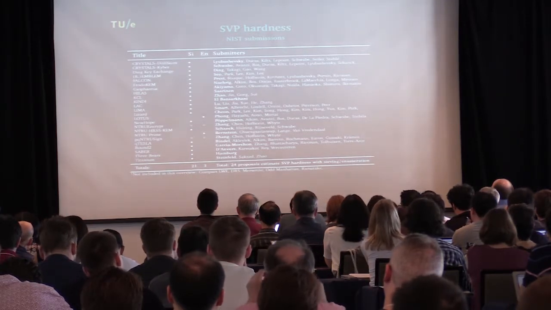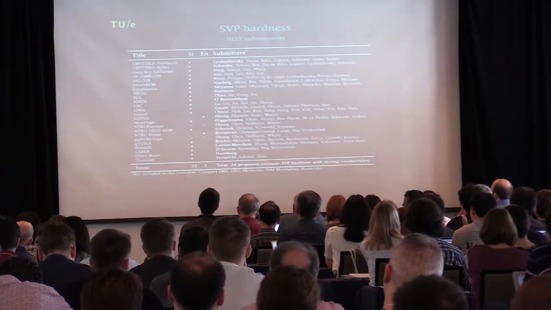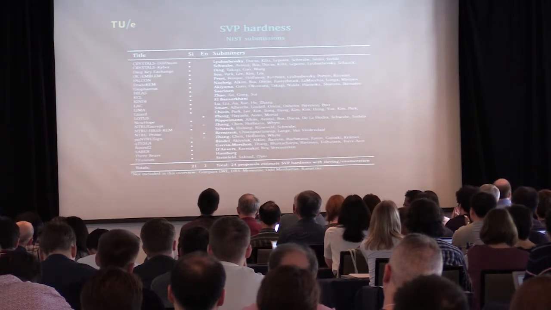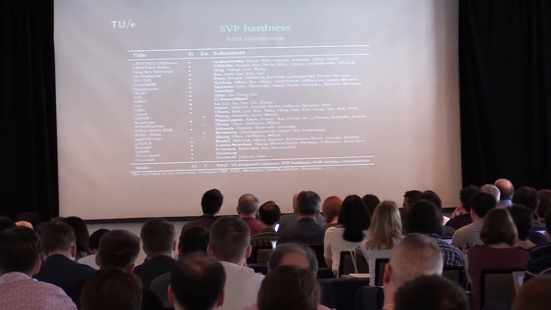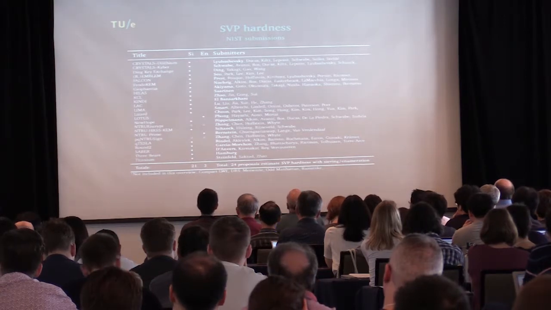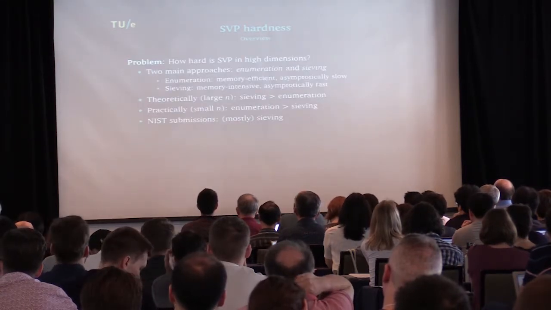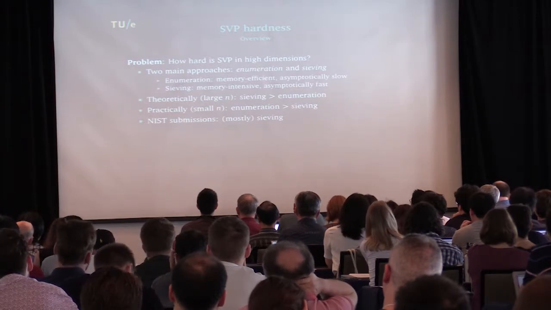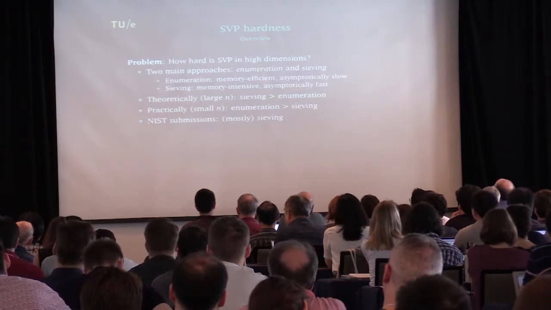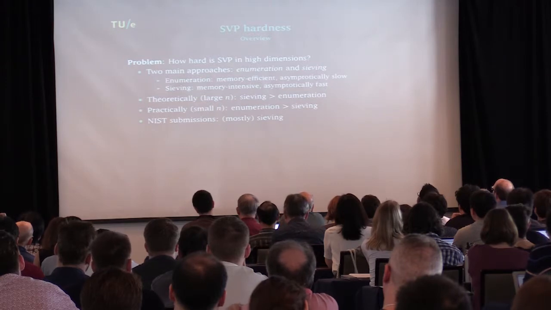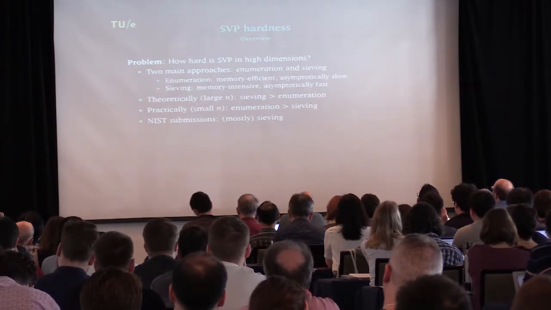Okay, so it's not exactly clear where the crossover point lies, so it's not exactly clear which of them you should use. But you can see that most of them currently use Sieving instead of enumeration for choosing parameters. Okay, so just a rough overview of the first few slides. It's a hard problem to understand how hard it is to solve the shortest vector problem in high dimensions.